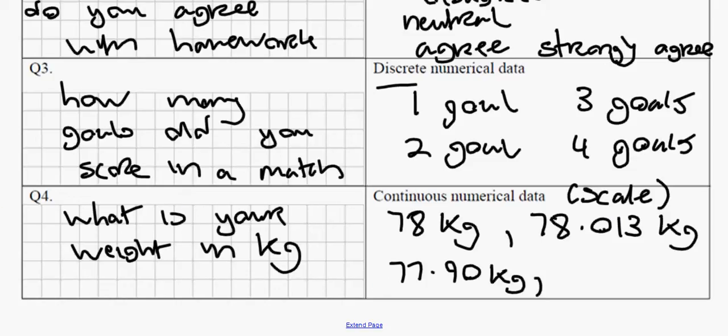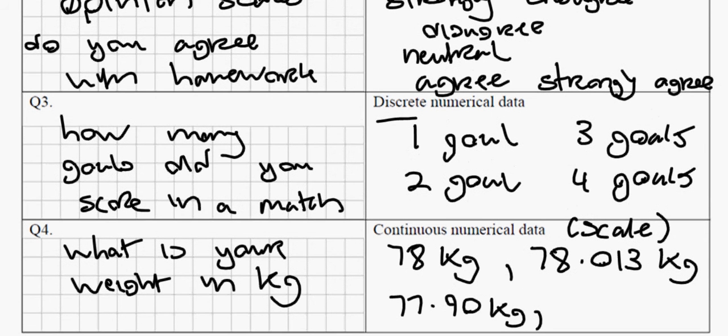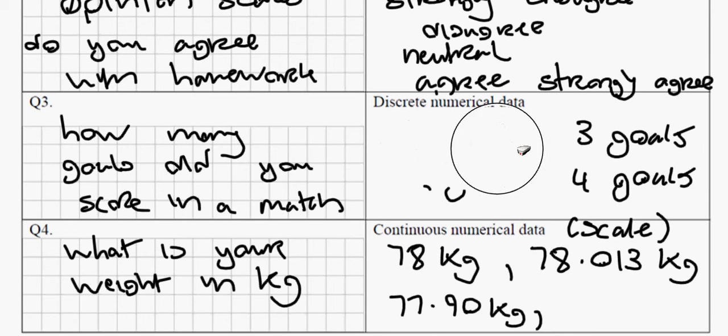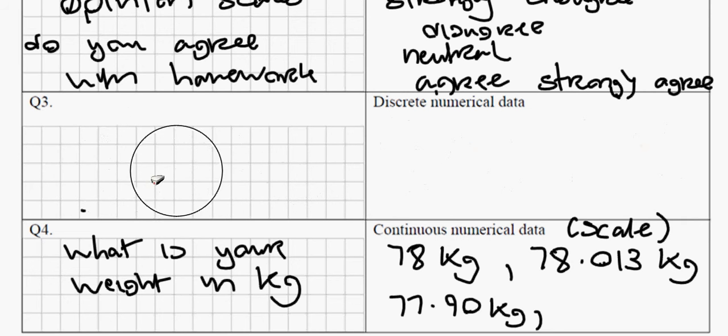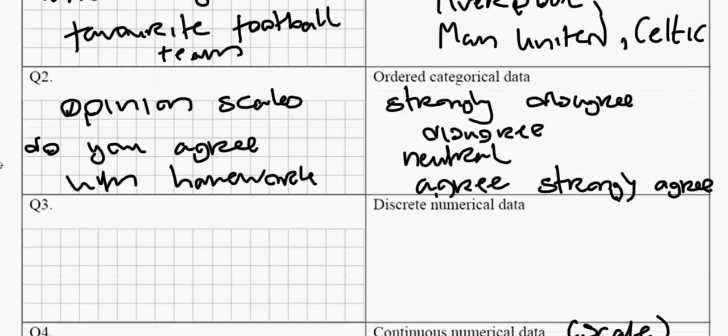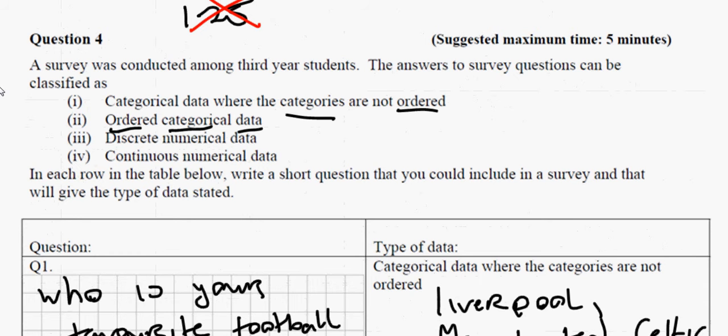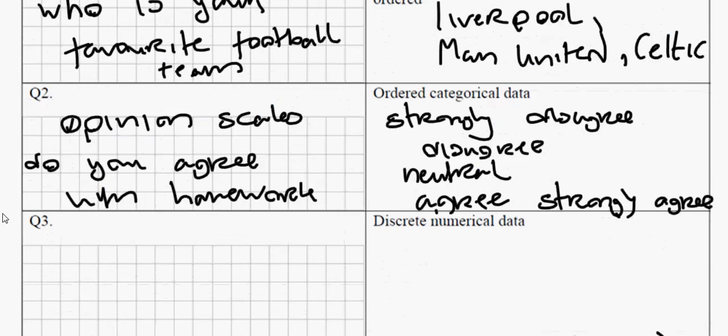Or if you're asked another discrete numerical data, it'd be what marks did you get in the exam? Did you get 9 out of 10, 8 out of 10, 7 out of 10? Okay. Short question, you could do it and get that type of data. Okay, next question.